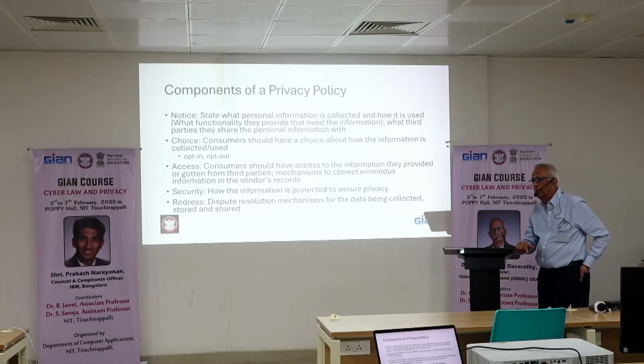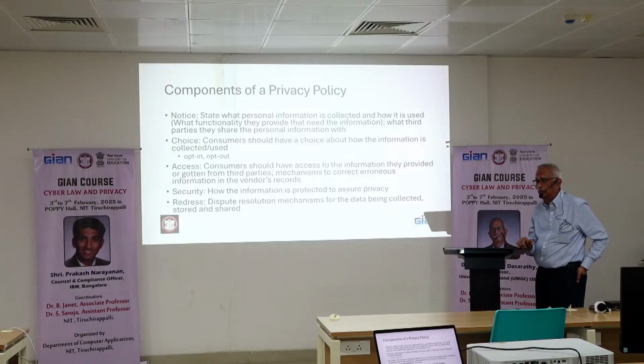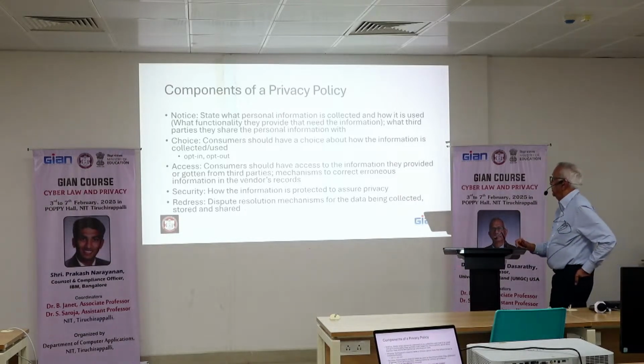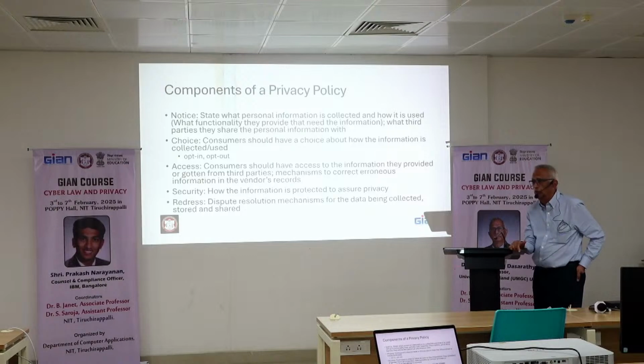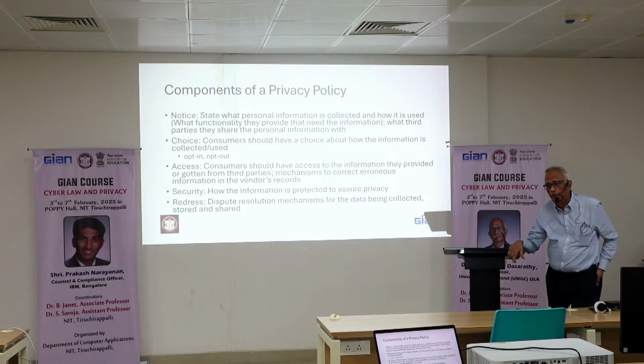Because at the end of the day, they should not only be sharing the information with third parties, they also have to make sure the third party has the right privacy protection as well. Or you have to go and check their privacy protection information, or their privacy policy. So in general, consumers should have a choice about how the information is collected and used, and you should be able to opt in or opt out.